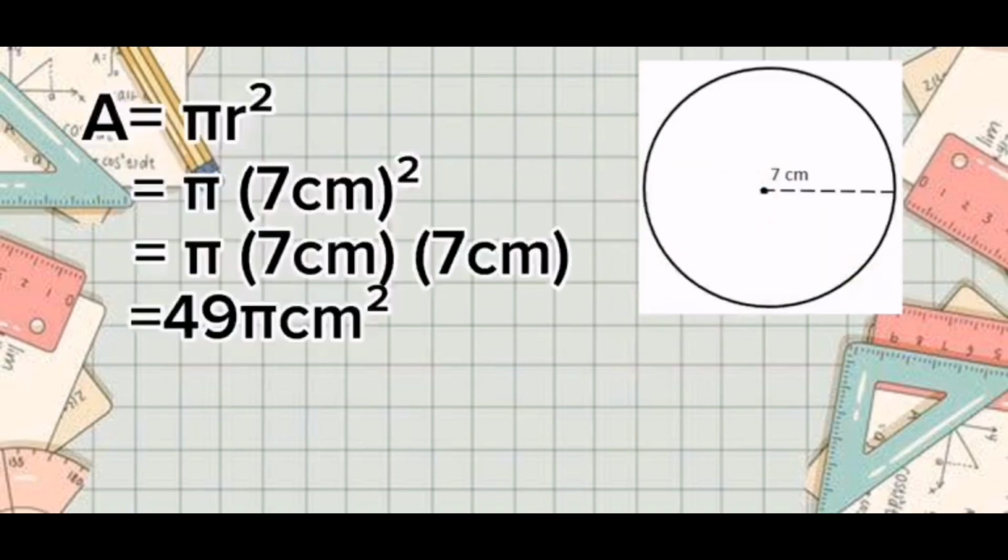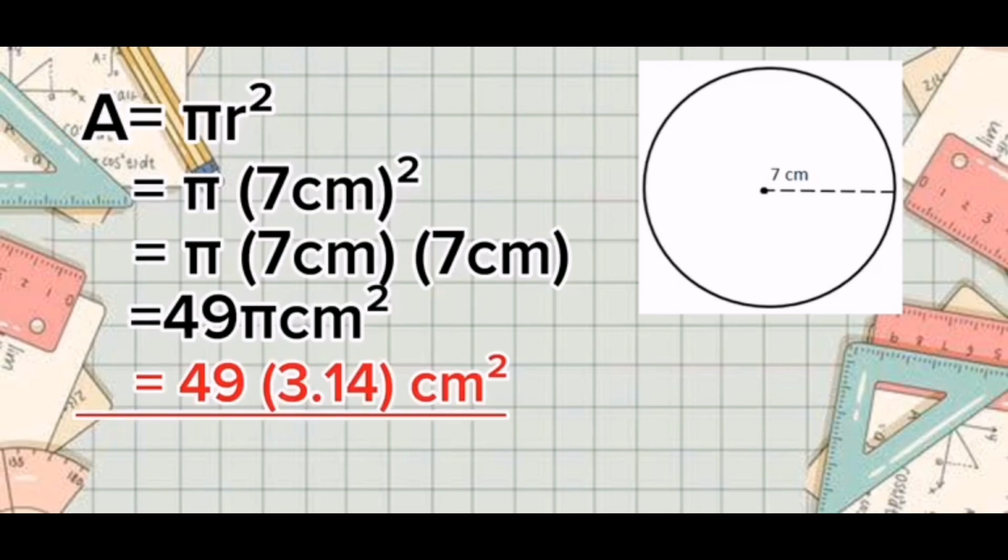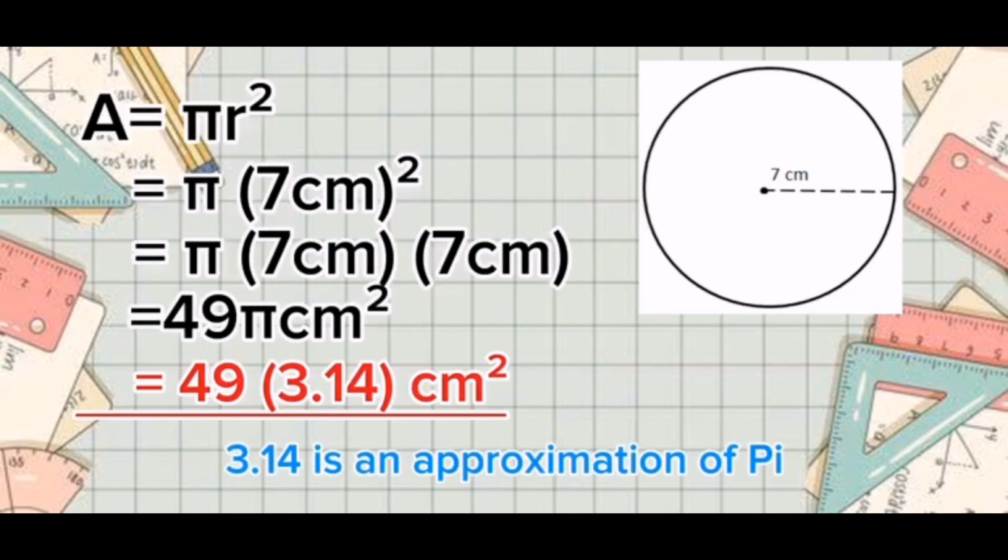One way to write our answer is in terms of pi. So we have our number and then our pi symbol followed by the unit of measure squared. Now, another way we can do this is to use an approximate version of pi. We're going to use 3.14. 3.14 is an approximation of pi.